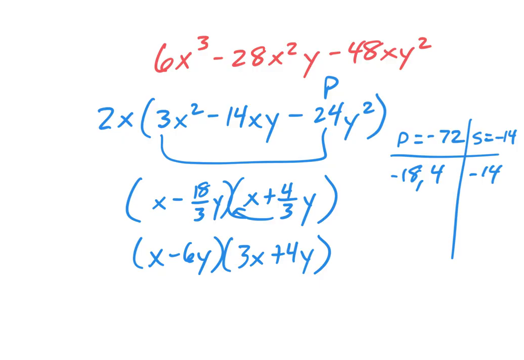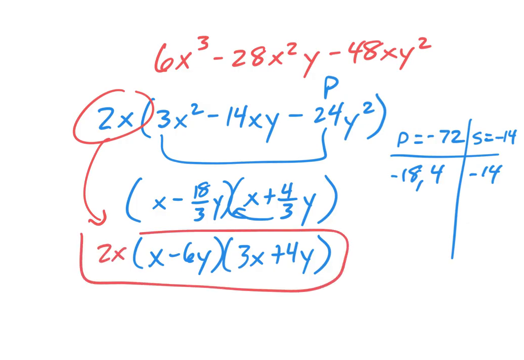Okay, now is this my answer? No, because what else do we need? The 2x. The 2x we took out at the very beginning has to come back down here as well, so that has to go out in front. If you take a GCF at the beginning, don't forget to include that as part of your answer.